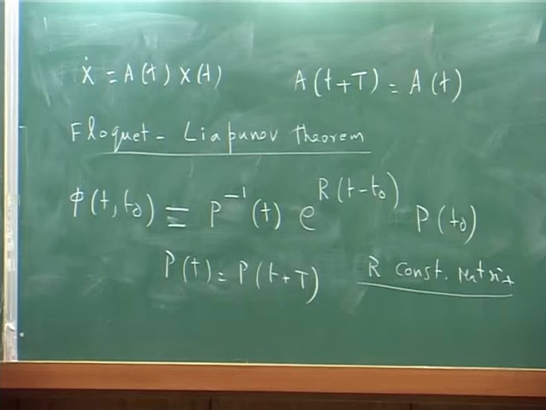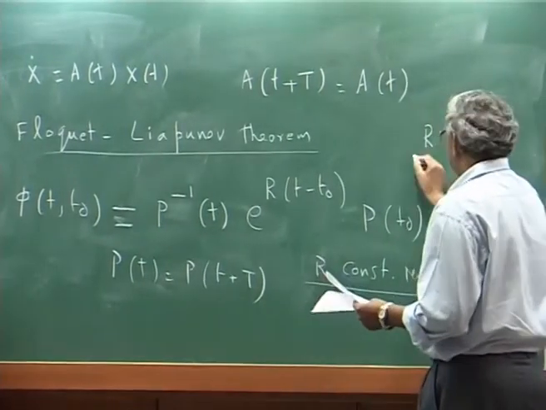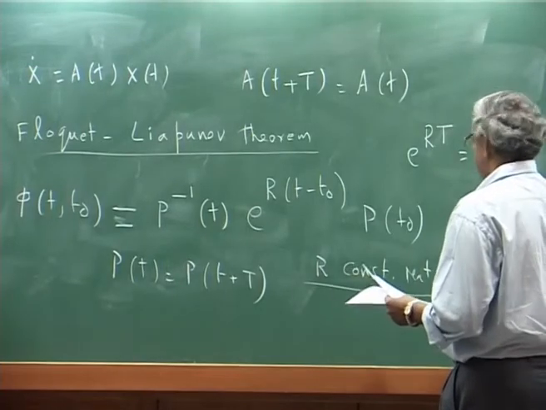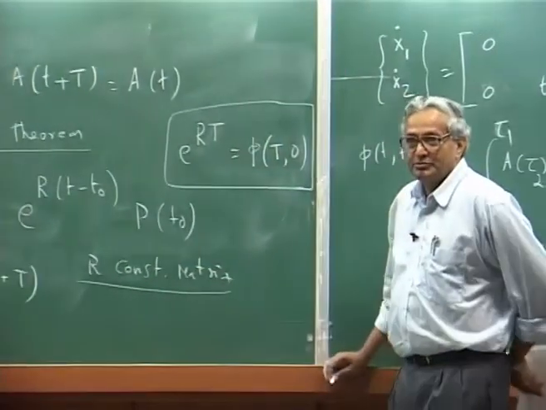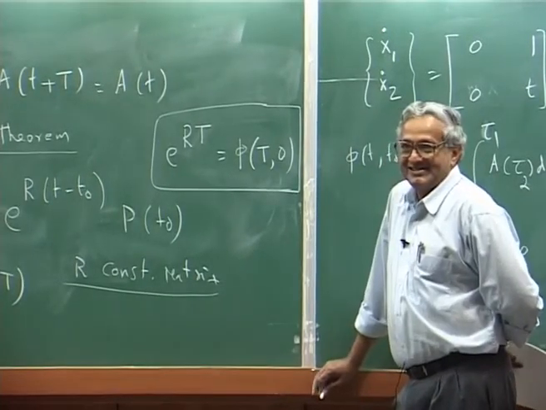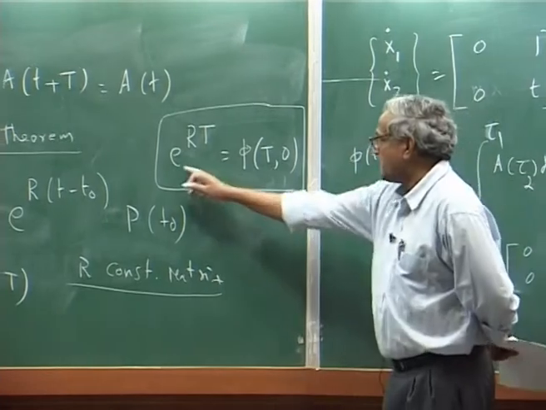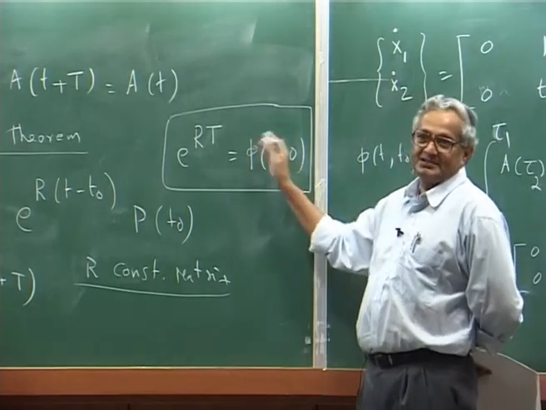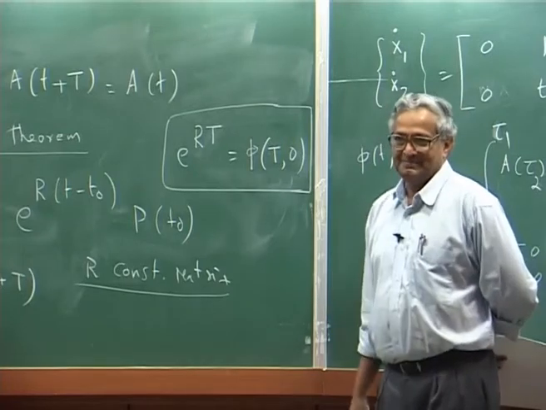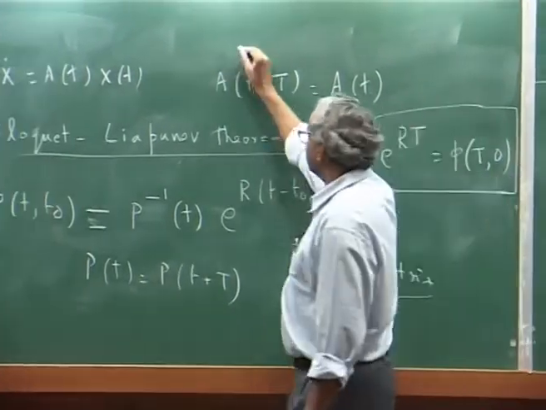I will tell you what R is related to, that is at the end of the proof it will give you this. R is a constant matrix which is given by e to the power R T is phi of T comma 0. E to the power capital R into T, one period. So, what is done is you start at 0, at the end of one period, what is the transition matrix? You evaluate, because you are given the equation. All transition matrices have to satisfy what? This equation, right?